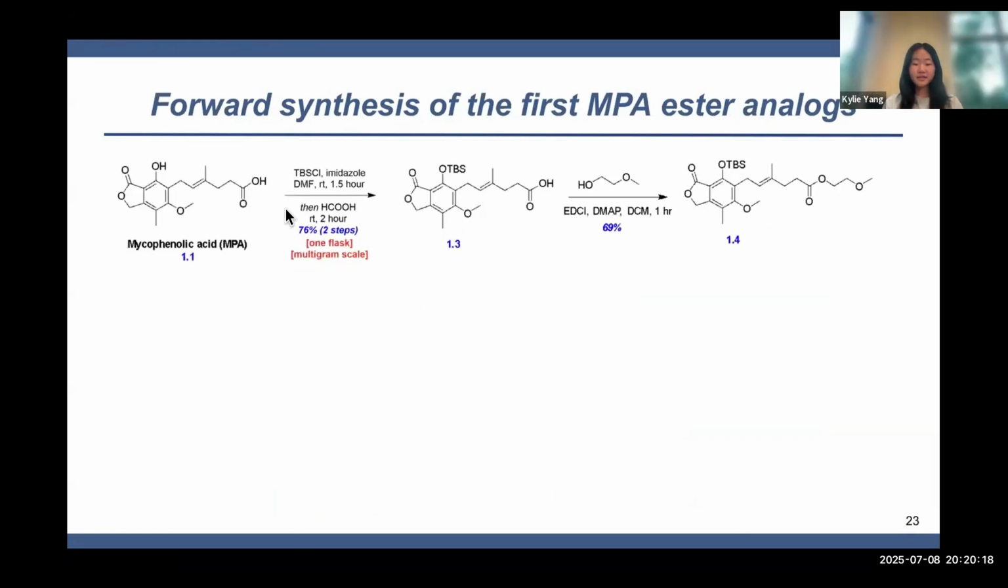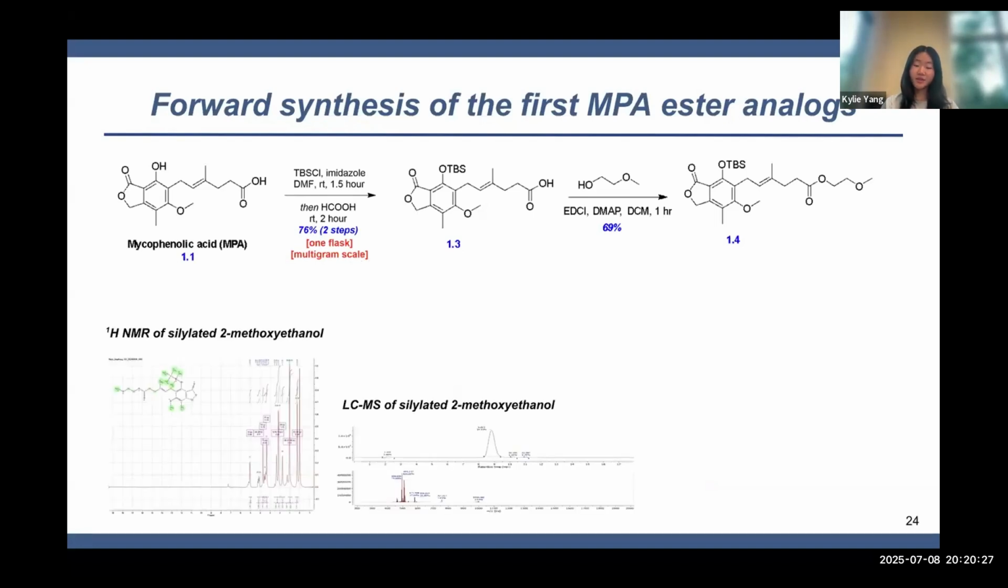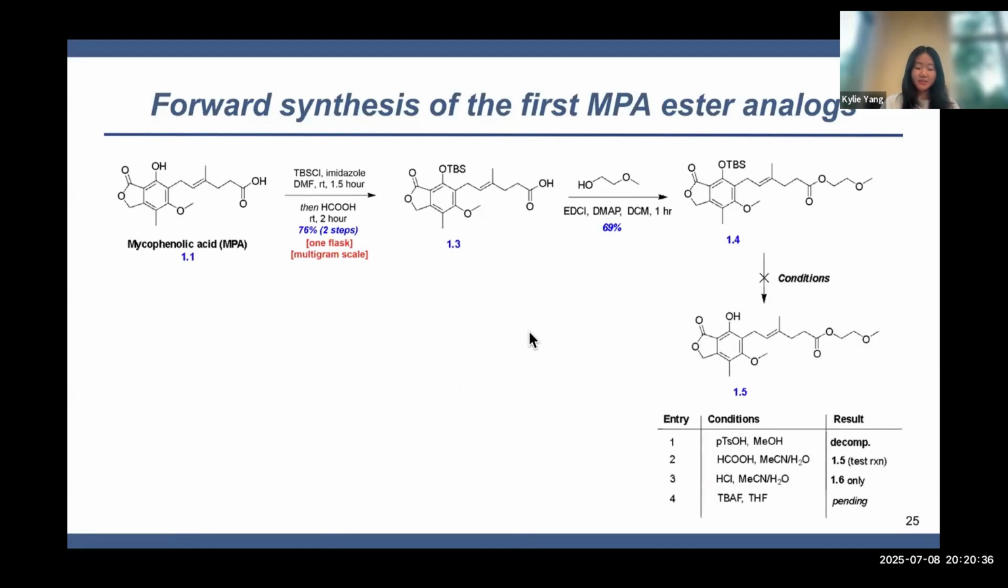So once we acquired the mono-siloxy MPA, we then performed EDC coupling in the presence of DMAP and dichloromethane and successfully obtained a pure silylated 2-methoxyethanol analog, as shown by NMR on the bottom left and LCMS on its right. We then attempted to deprotect the siloxy ester and we tested a variety of acids. When tosic acid was used, the ester decomposed back into its starting material. When formic acid was used, we did obtain our desired product of structure 1.5, as shown on the right.